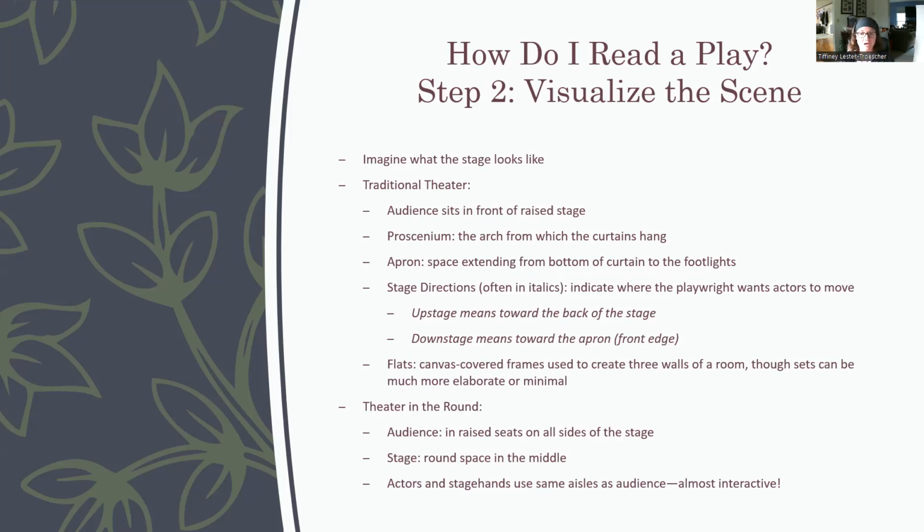So we have upstage, which means towards the back of the stage, and downstage, which means towards the front of the stage, closer to the audience. Which is kind of funny because we always use the phrase, oh, he's trying to upstage her. When really, if he's trying to upstage her, he's moving further back. It's really like he's trying to downstage her, right? Coming closer to the audience.